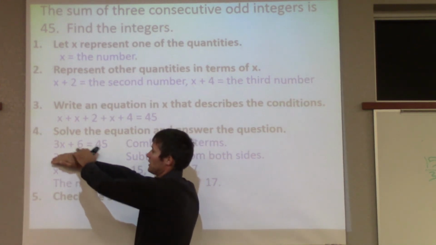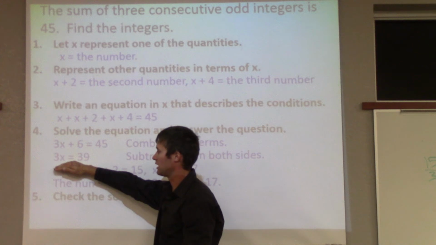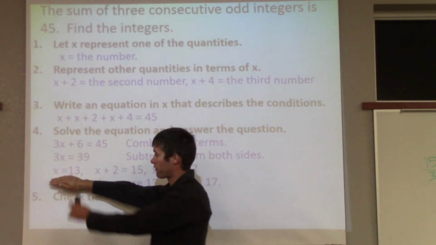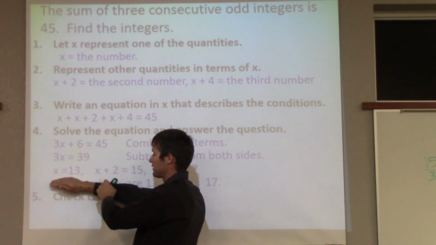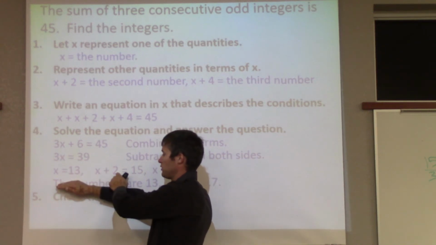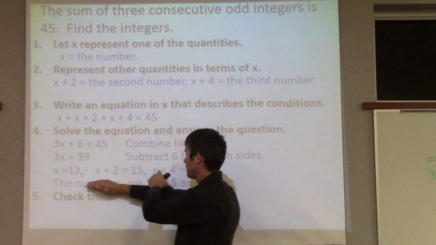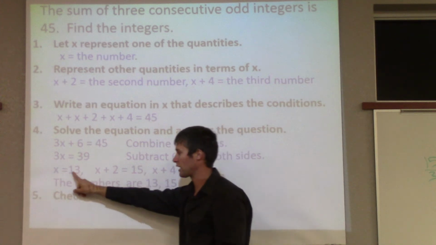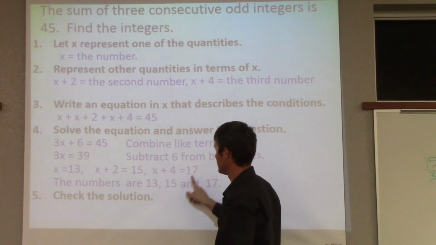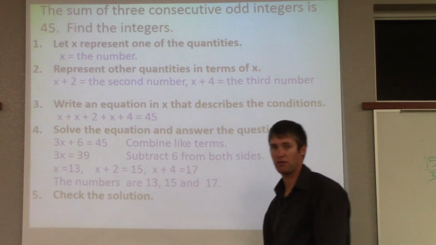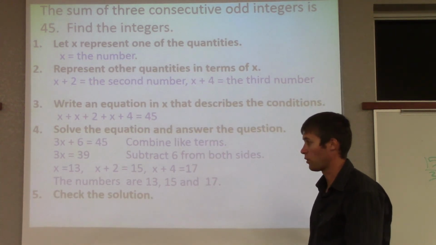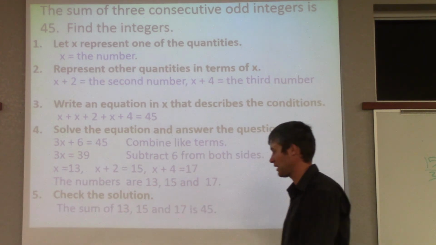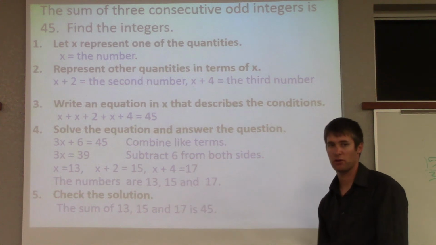Then we subtract 6 from both sides, which gives us 39. Then we divide by 3, which gives us 13. So the first number is 13. The second number would be 13 plus 2, which would be 15. The third number would be 13 plus 4, which would be 17. So we have 13, 15, 17, 3 consecutive odd integers. We want to check our work. All we have to do is go 13 plus 15 plus 17, and that equals 45.